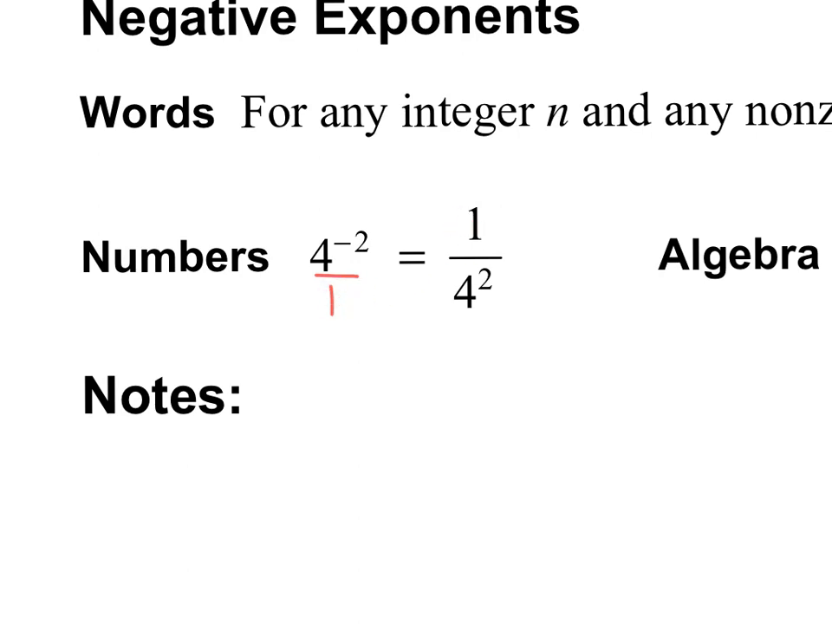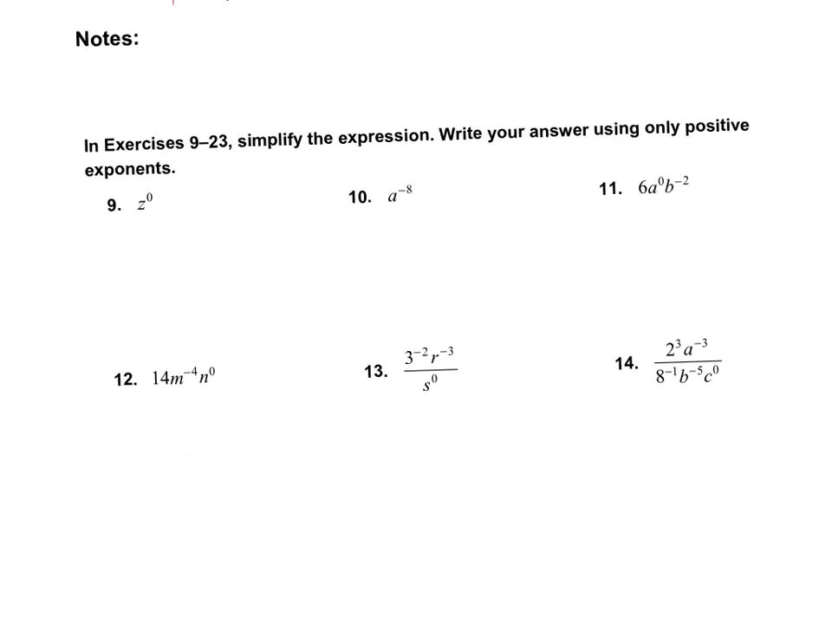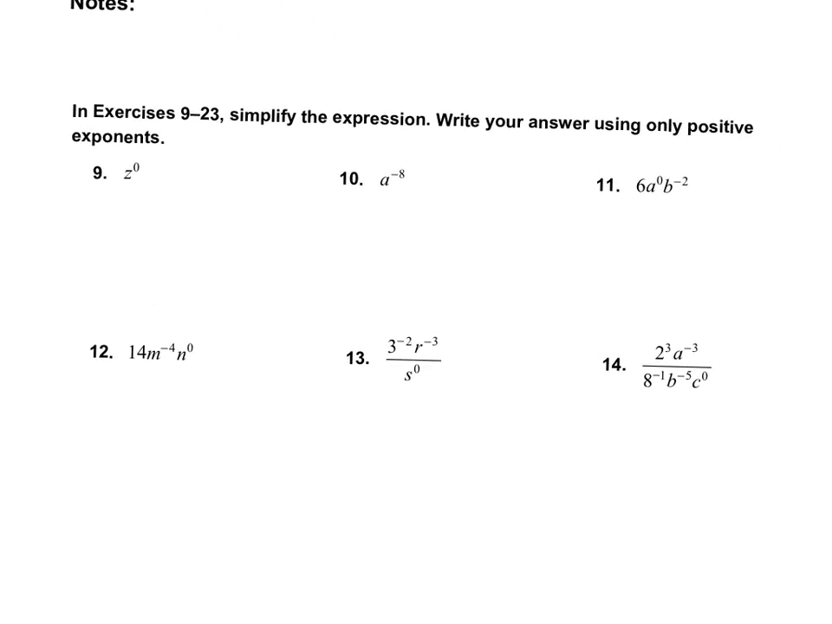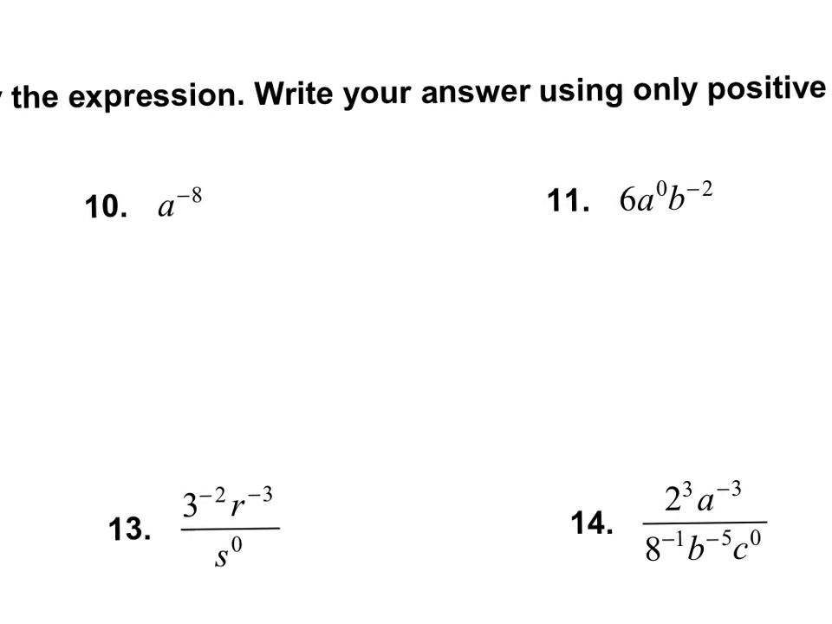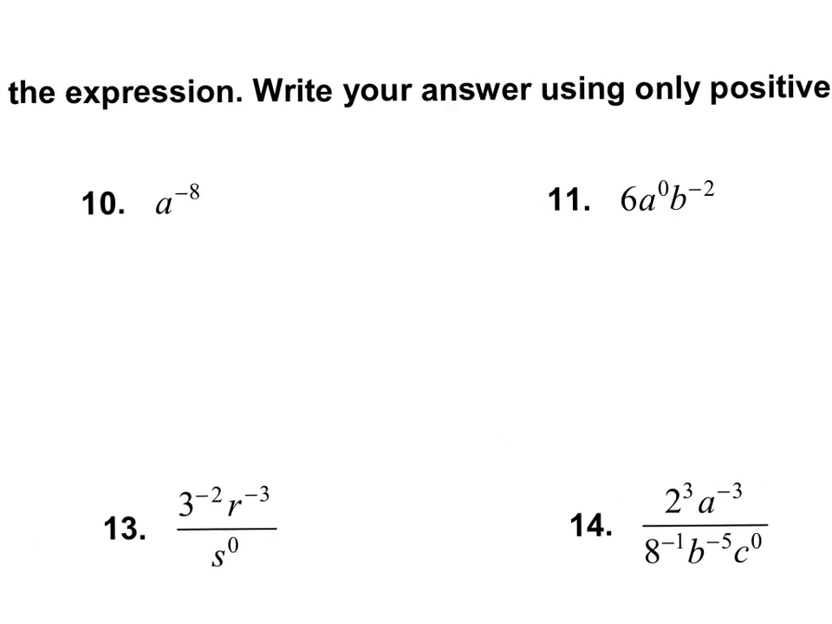Okay, so I just want to show you a couple problems, and then I'll have you do the rest. I want to show you 10 and 11. On 10, I am to assume that this a to the negative 8 is on top. So it's going to turn into a to the positive 8 on bottom. And then I put my placeholder of 1 on top.